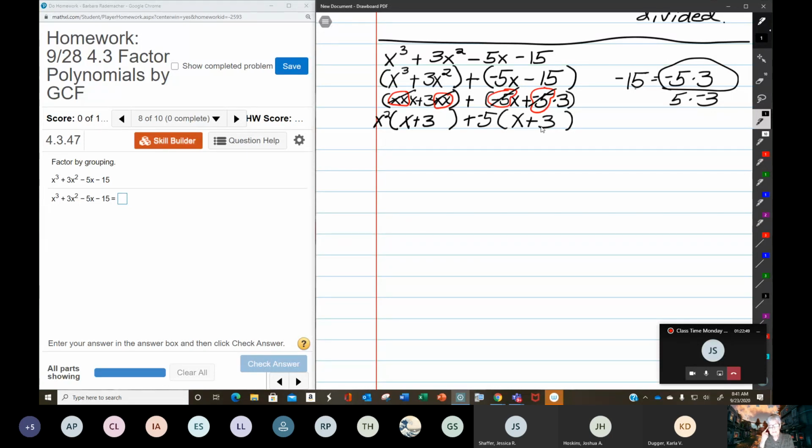Okay. Now, you can think of this plus sign as separating two sides of a polynomial, or the two terms of a polynomial, because it is. Here's a term and here's a term, and both of these terms have the same thing in them, parentheses x plus 3. Parentheses x plus 3 is the GCF.